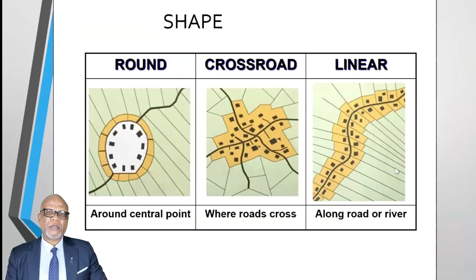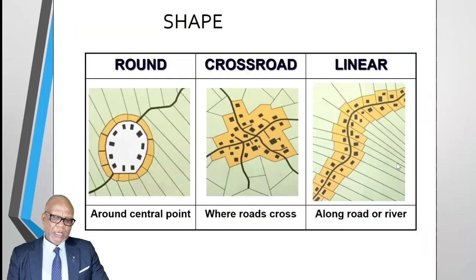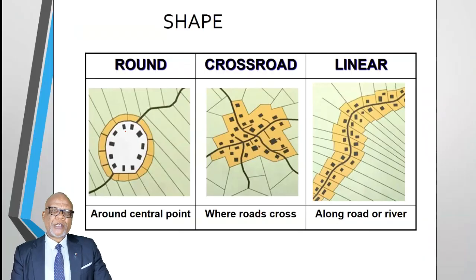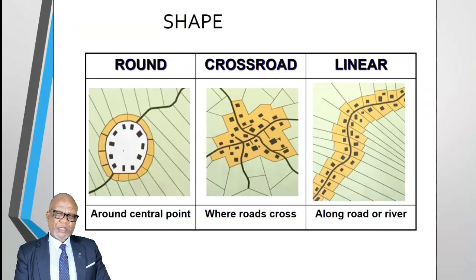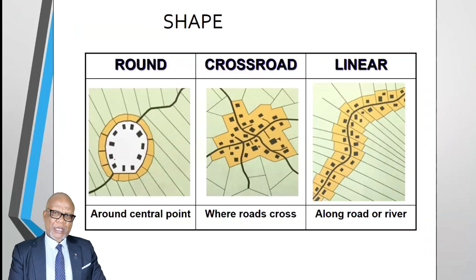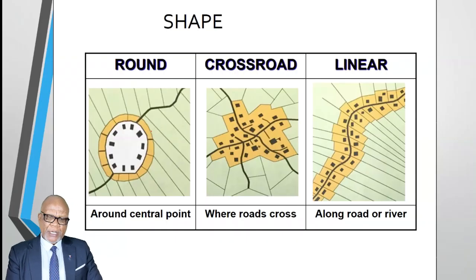shapes of settlements. Now we have three shapes that we are looking at. So we have a round shape. You should be able to answer this question: identify the shape. You must state that it is a round shape, and then there should be a focal point. There should be something of interest here. It can be a river, it can be a house, it can be a church, it can be a mosque, it can be something around it.